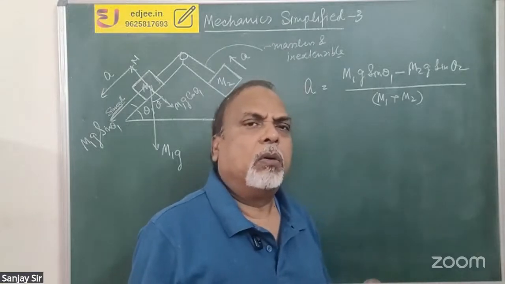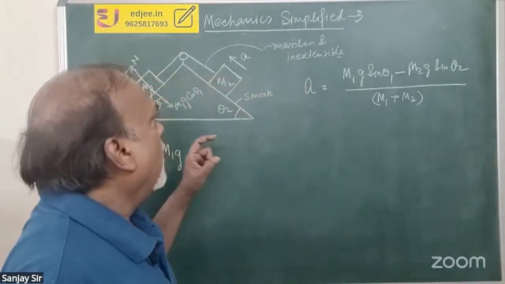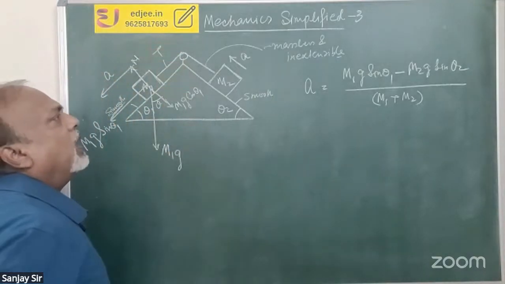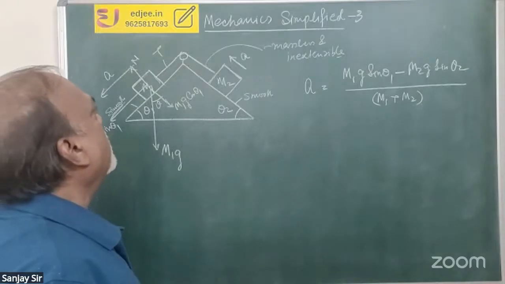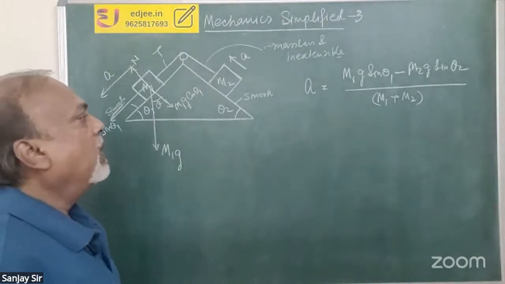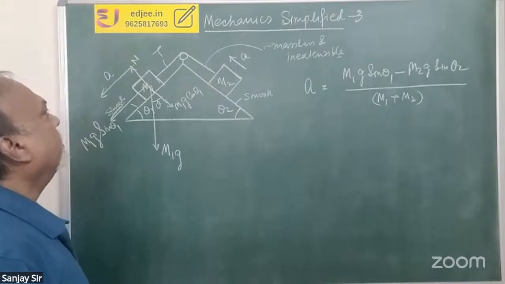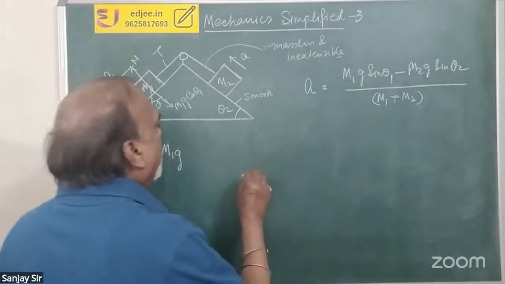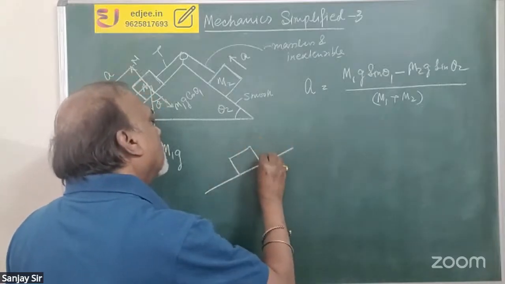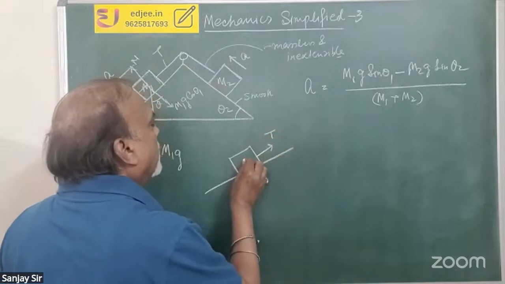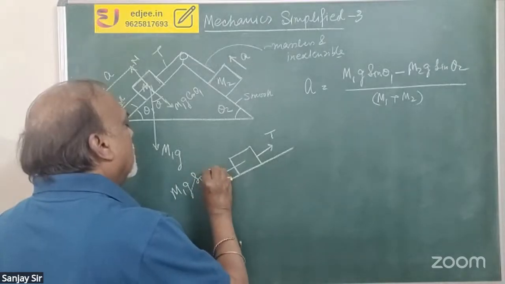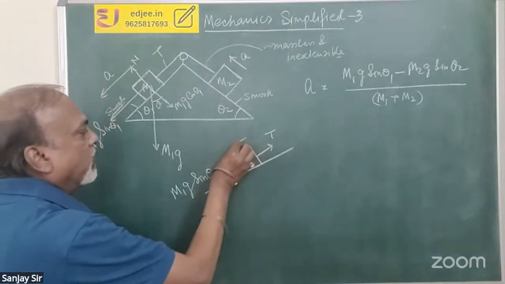Now we have to find out the tension in the string. This string is massless and inextensible, so the tension in the string will be the same at all the points. Let us make a free body diagram. This is your tension, and this is your M1 G sine theta.